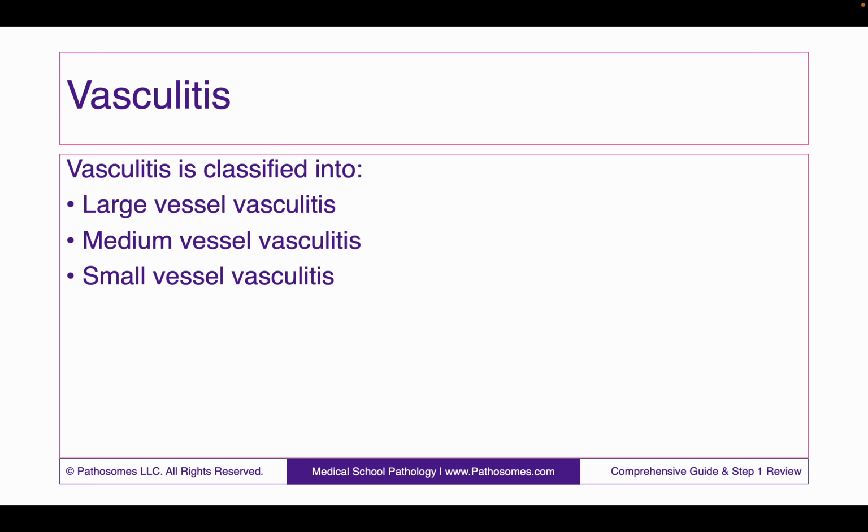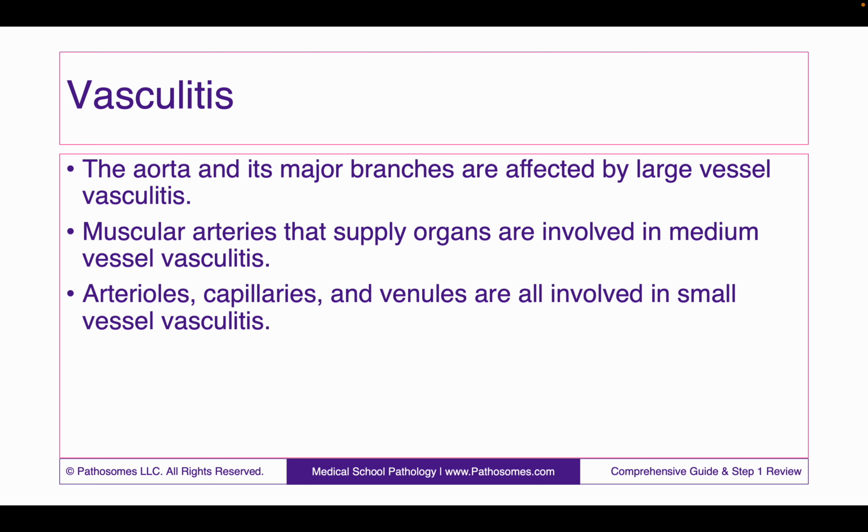Vasculitis is classified into 3 major groups: large vessel, medium vessel, and small vessel, and that's how we're going to approach it. The aorta and its major branches are affected by large vessel vasculitis. Muscular arteries that supply organs are involved in medium vessel vasculitis. And arterioles and capillaries and venules, those smaller ones, are involved in small vessel vasculitis.